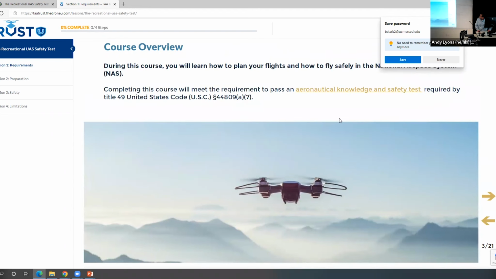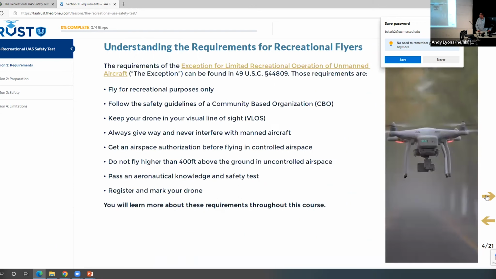And by taking this one, you meet the requirement of Title 49 USC 44809(a)(7). All this drone lawyery stuff. So these are the rules for recreational flyers, only flying for recreational purposes. And you can see the rest of those as well.